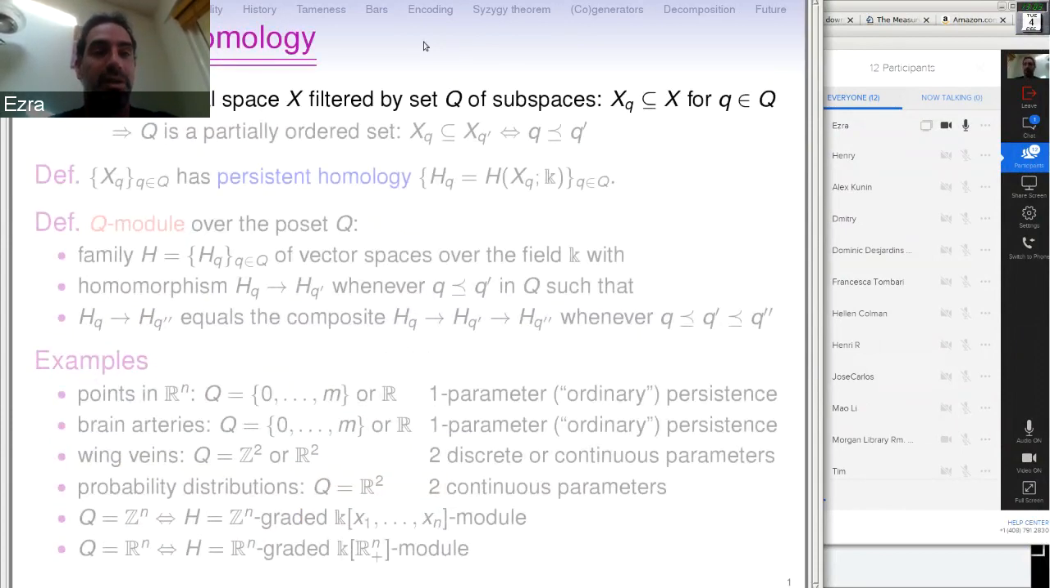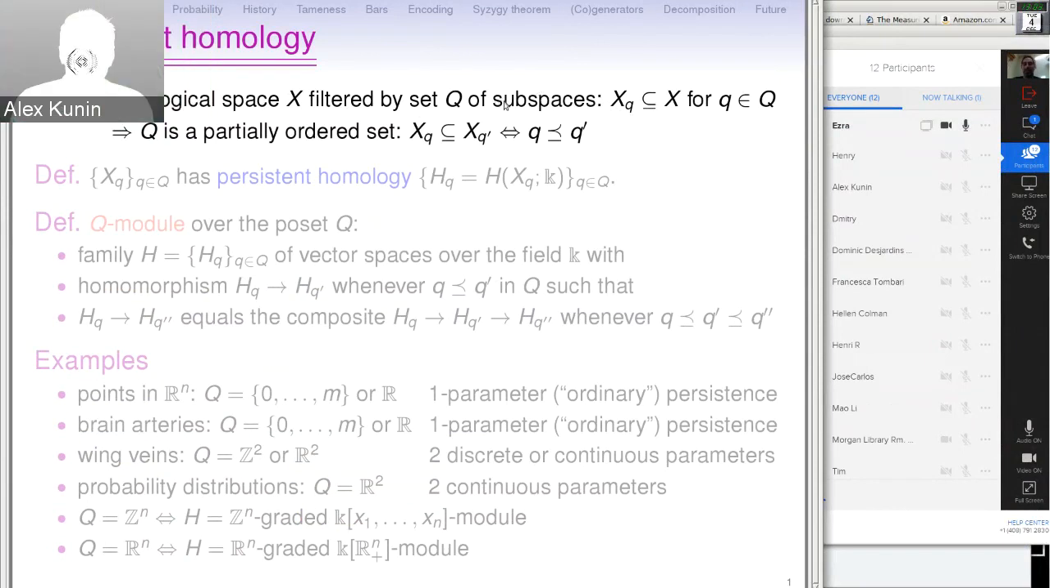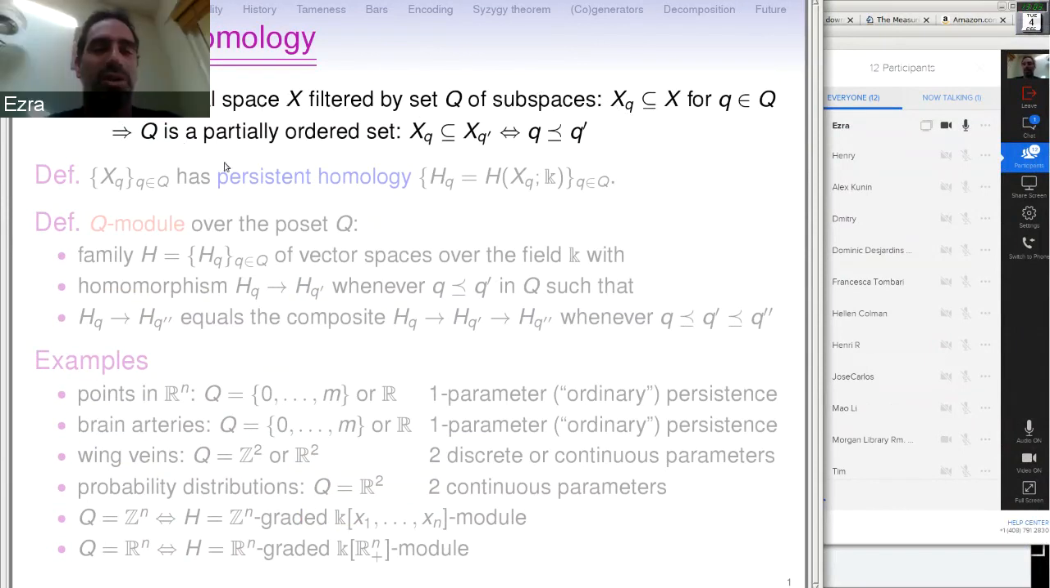Okay. So persistent homology, what is it? The way I think about it, you have a topological space X, and don't worry about the word filtered by, it just has a set of subspaces, and the set is indexed by Q. So we have X sub q contained in X for all elements q in this set Q. The fact that every X sub q is a subset of X means that Q is partially ordered: X_q is contained in X_q prime when q is less than q prime.